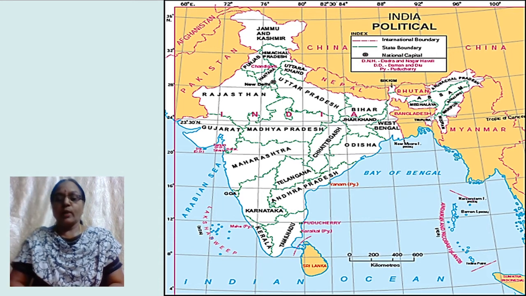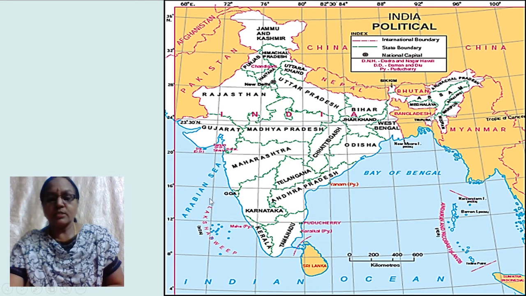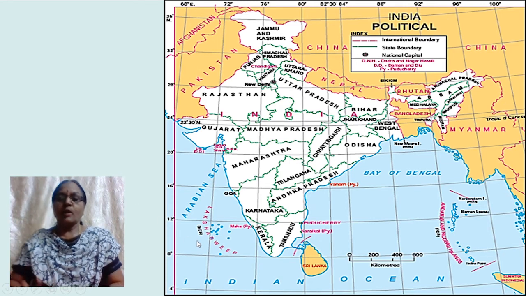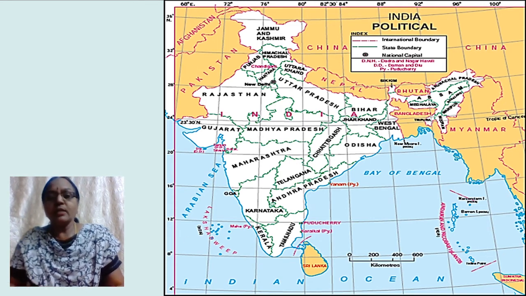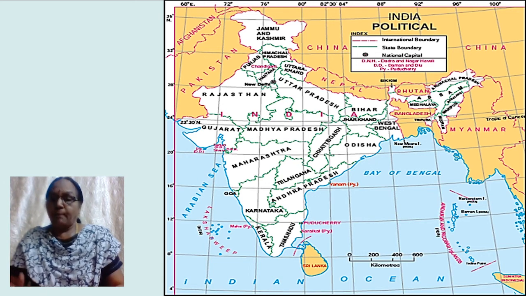Now, we have the Arabian Sea on the west. This is now in your exam. You are not going to get plotting; instead, you are going to get map reading. So, a map will be given to you and certain questions will be asked. You are just going to click the right answer. But children, you have to go through the map very carefully.